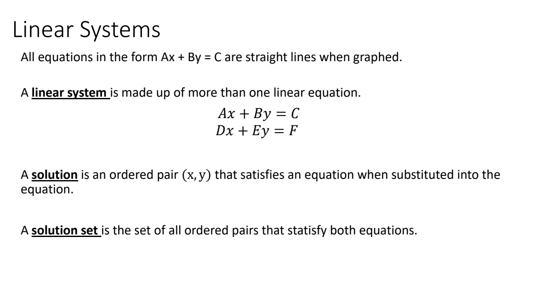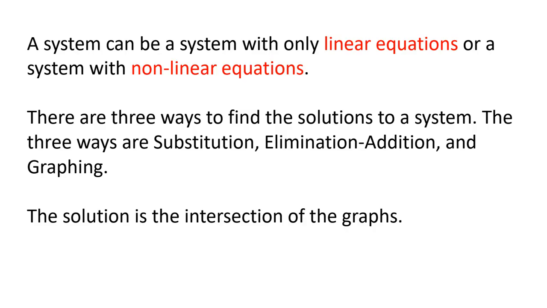So a linear system is made up of more than one linear equation. A solution to that system is basically an ordered pair that will satisfy both or more equations. The solution set is all the ordered pairs that satisfy both equations. Sometimes we could have more than one solution. A system with only linear equations is called a linear system, but there are some that have nonlinear equations.